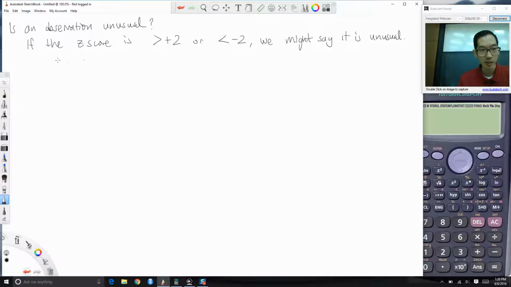So we expect only about 5% of the data to be more than 2 standard deviations away from the mean.